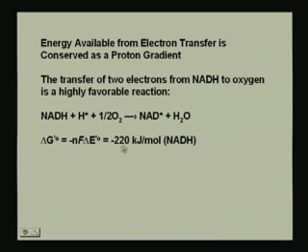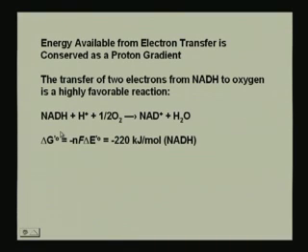Now, when we look at the energy available from electron transfer, it is conserved as a proton gradient. And what happens is, when we have this reaction of NADH going to NAD plus, you recognize that there has to be a reaction that is going to get it back to NAD plus, so it can be reutilized, just like you would have the enzymes. Similarly, as we are breaking down the ATP, we have to produce ATP, and we will look at the production of ATP also.